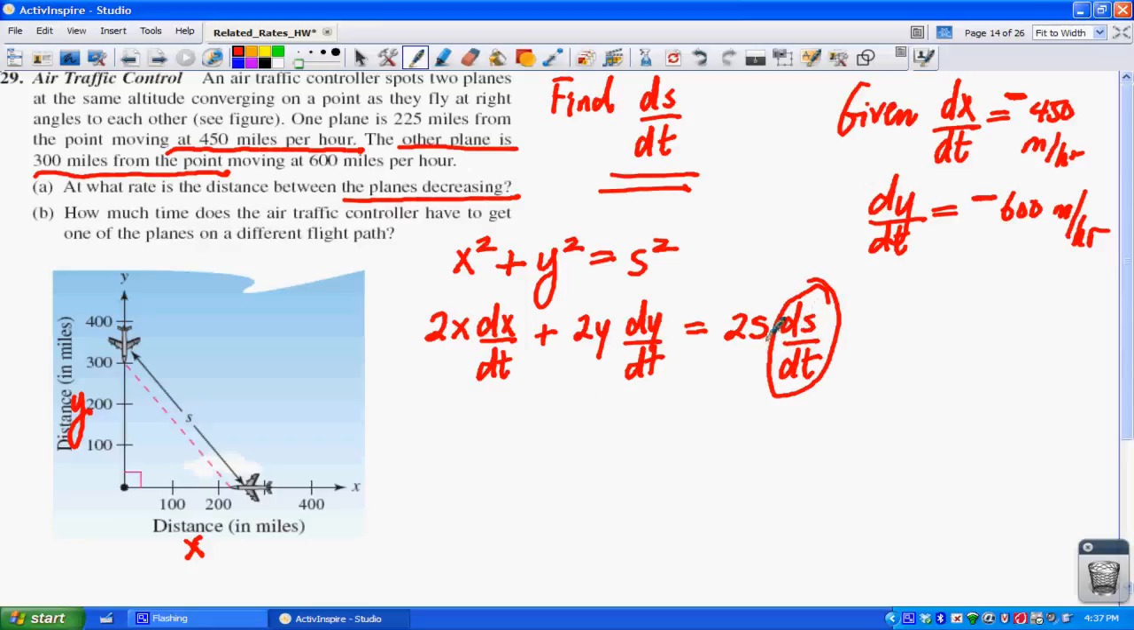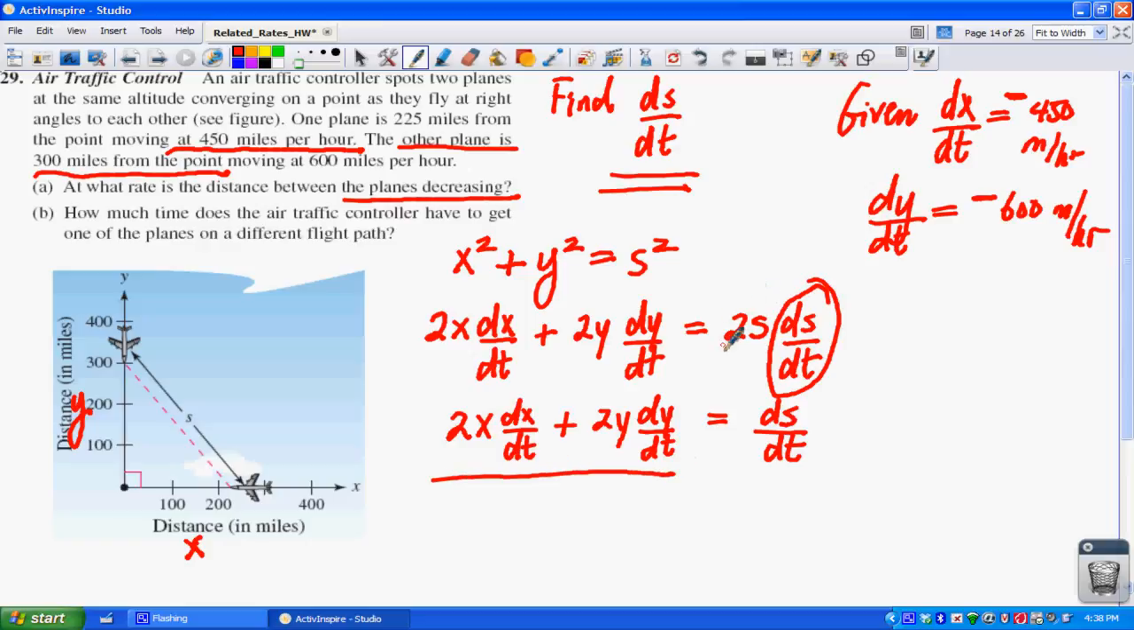To solve this, I'm just going to divide everywhere by 2s. So I'm going to get 2x dx/dt plus 2y. Did I say 2x? I'm sorry, this should be 2s. I'm doing this very quickly because YouTube has a time limit on it. So I'm going to get ds/dt right here, and I'm dividing all of that by 2s.